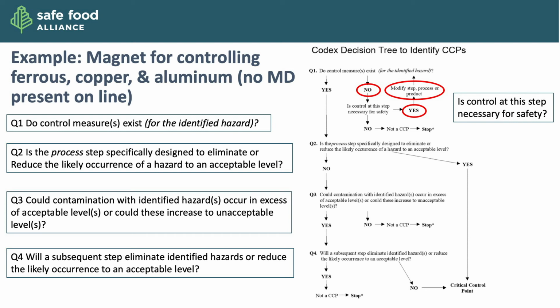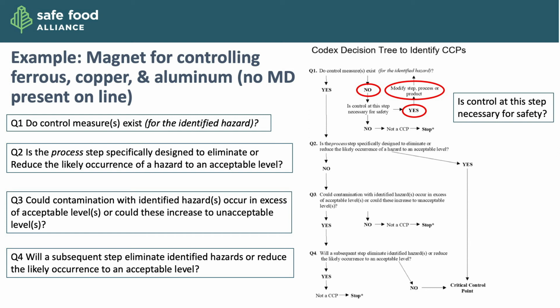So we're going to ask ourselves question number one: do control measures exist for the identified hazards? Well, no, not really, because what we know about most magnets is typically they are only going to control for ferrous metal, not for non-ferrous or stainless. So in this case, we can't say that control measures exist for all metal types.